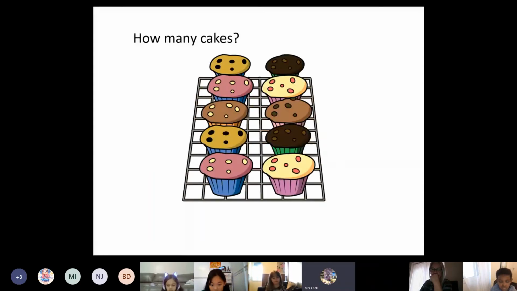How about this? How many cakes can you see? Joaria, you were right. Yes, there were 6. But how did you see them? Did you count them in ones? Or are you counting them in rows and columns? Super. Everybody's saying 10. You're absolutely right.